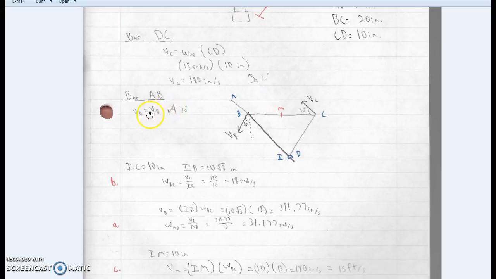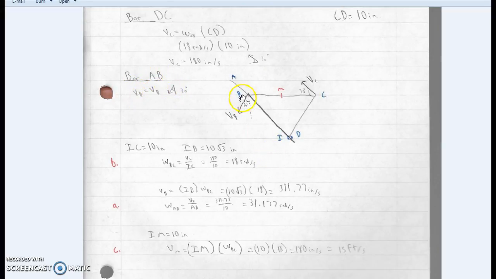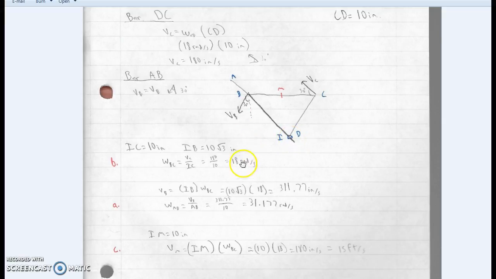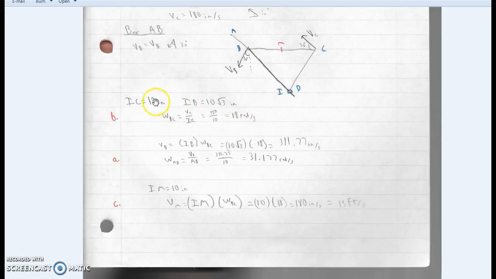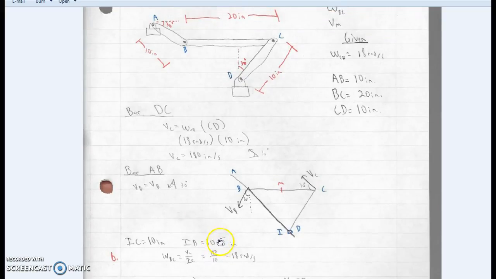Then the other fixed point, A, you do the velocity of B, and that velocity's direction is right there. And using those two velocity directions, you find out that the instantaneous center is right there. And then using that, we can find that IC right there is the same thing as DC, which is 10 inches. And using the Pythagorean theorem, we find that IB right there is 10 times the square root of 3.